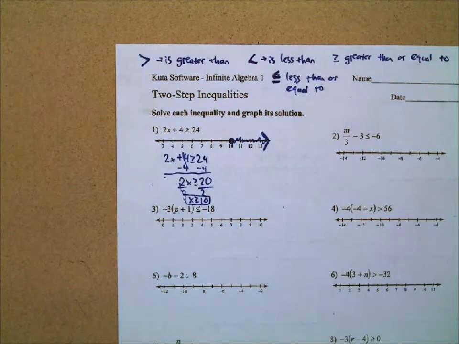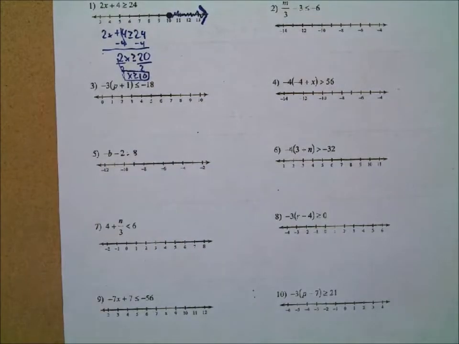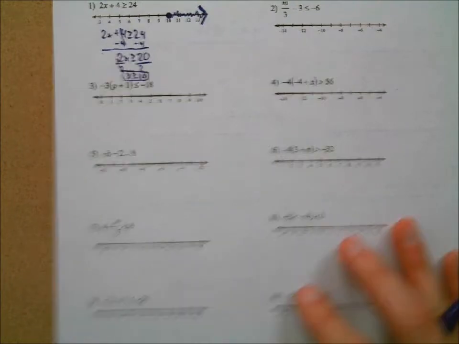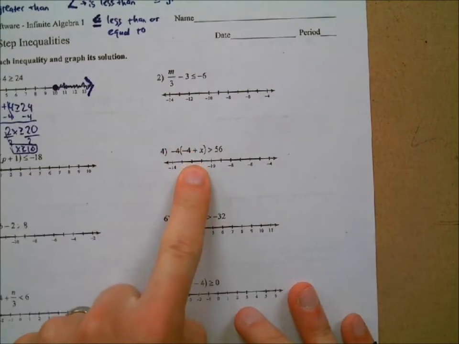All right, pick another one for me. Which one you want? 4. I heard 4 first. 4 is the winner. Okay. So number 4. Here we go.